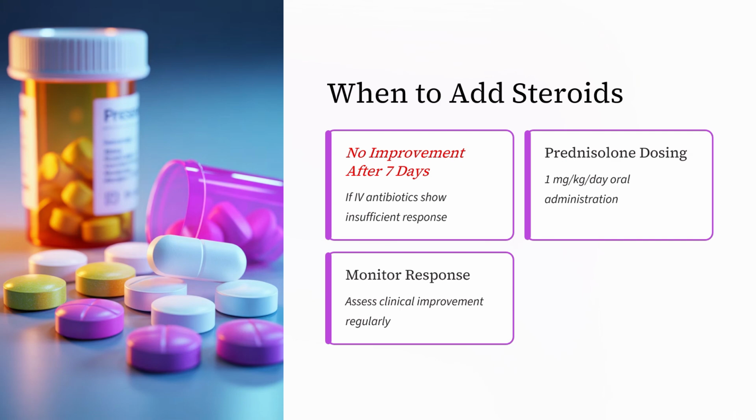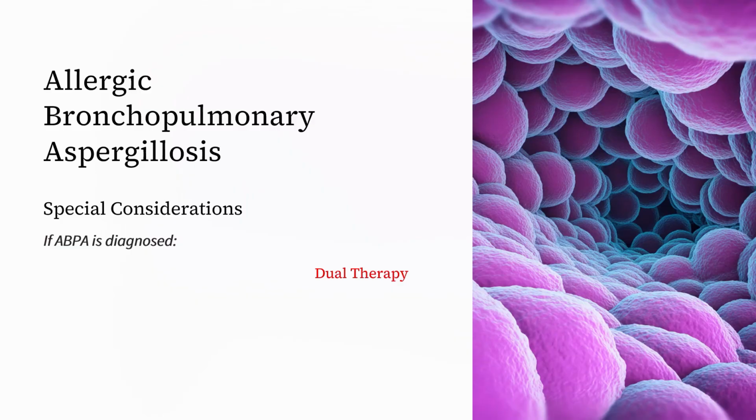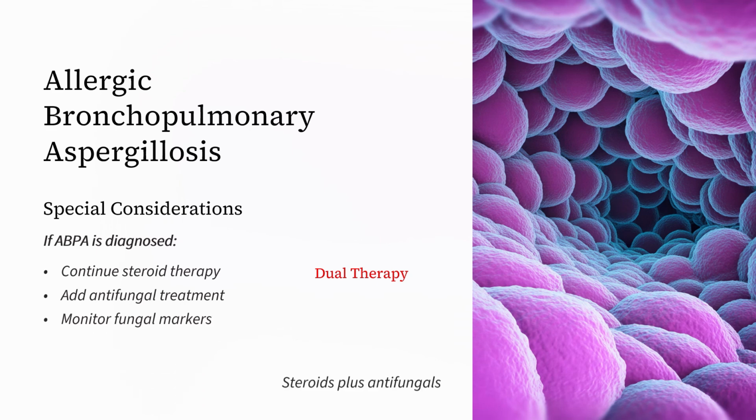So you are giving IV antibiotics, but there is no improvement after 1 week. After 7 days, you are not seeing any improvement in the patient. Consider adding steroids. Prednisolone you will give 1 mg per kg per day orally. In that scenario, you have to always think about allergic bronchopulmonary aspergillosis also: check total IgE and specific IgE. And then if ABPA is diagnosed, you will give a dual therapy. That is, you will continue the steroid therapy and add the antifungal treatment. So you will give a dual therapy with steroids and antifungals.